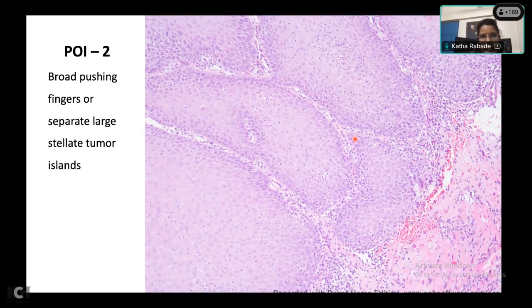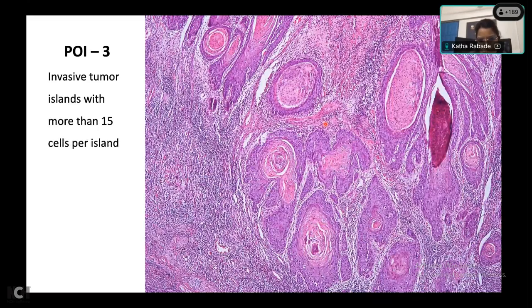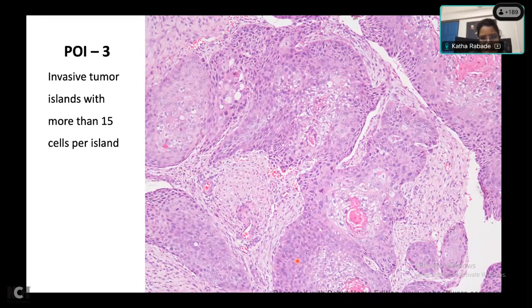Pattern 3 is invasive fronts showing these tumor islands which have more than 15 cells per island. So predominantly it is showing this pattern 3. Again, pattern 3, islands containing more than 15 cells. This is pattern 4, which is showing the stranded pattern and small nests which are less than 15 cells. These small islands.